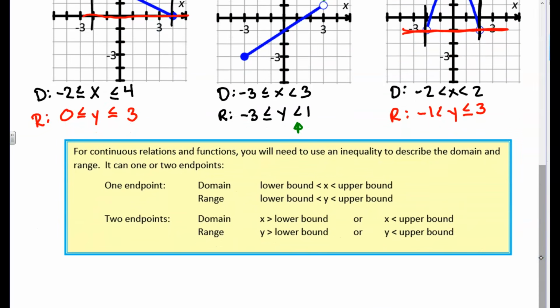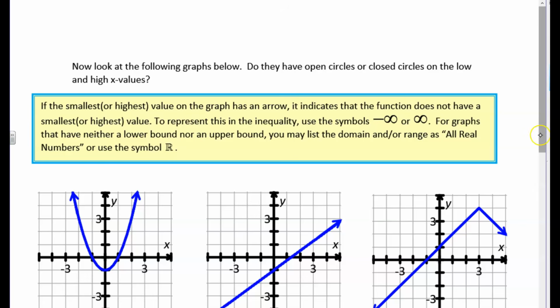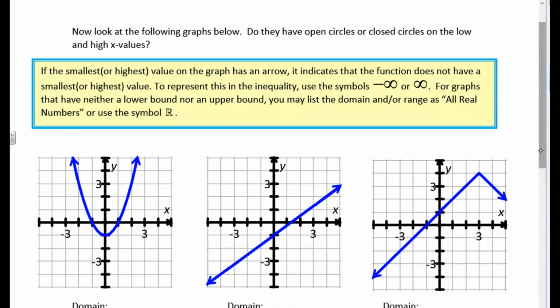All right, for continuous functions, you need to use the inequality to describe the domain. It can have 1 or 2 endpoints. For one endpoint, we have the lower bound is less than x is less than the upper bound, and for my range, the lower bound is less than y is less than the upper bound. But when we have 2 endpoints, we might have something else happening. So let's take a look at some examples where we have infinite solutions possibly on some of these.